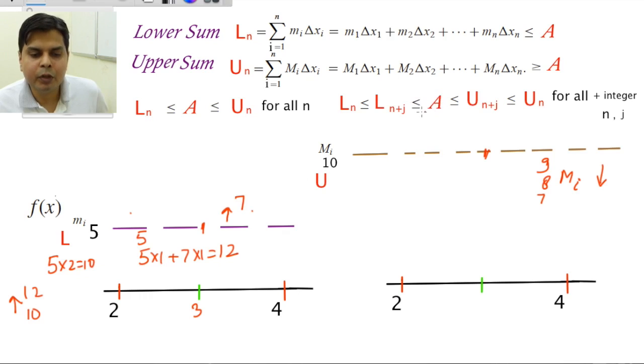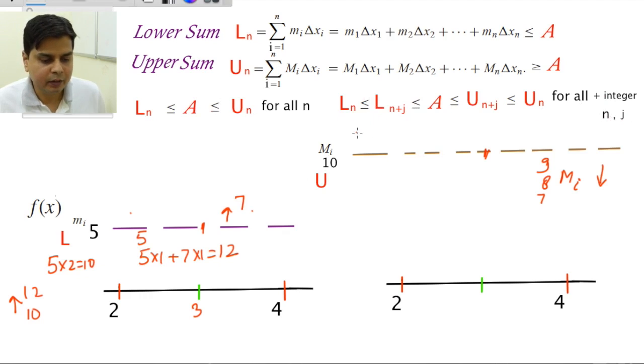This will be less than or equal to a, because all the Ln's have to be less than a. No matter if you divide it into L100 or L200, ultimately they are lower sums, so they have to be less than a. Similarly, the Un's, no matter if you divide it into U100 or U200, ultimately they are the upper sums, so they have to be more than a. So this is for all positive integers n and j.